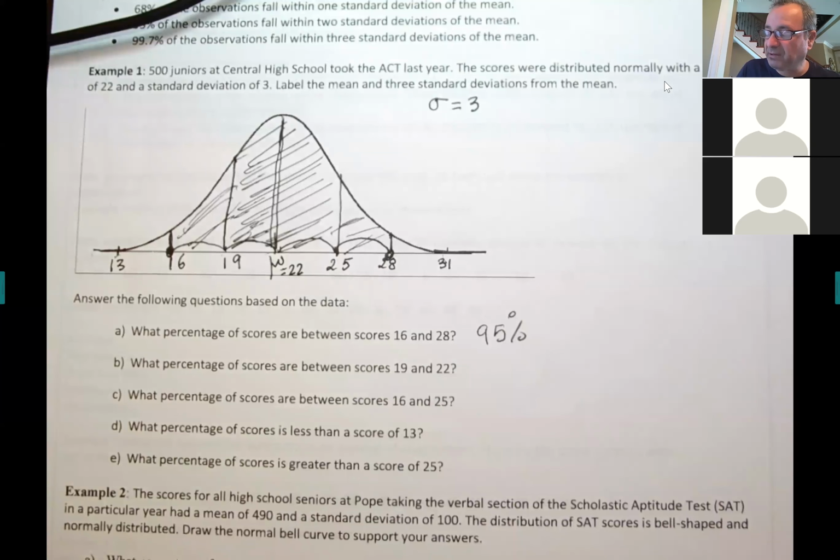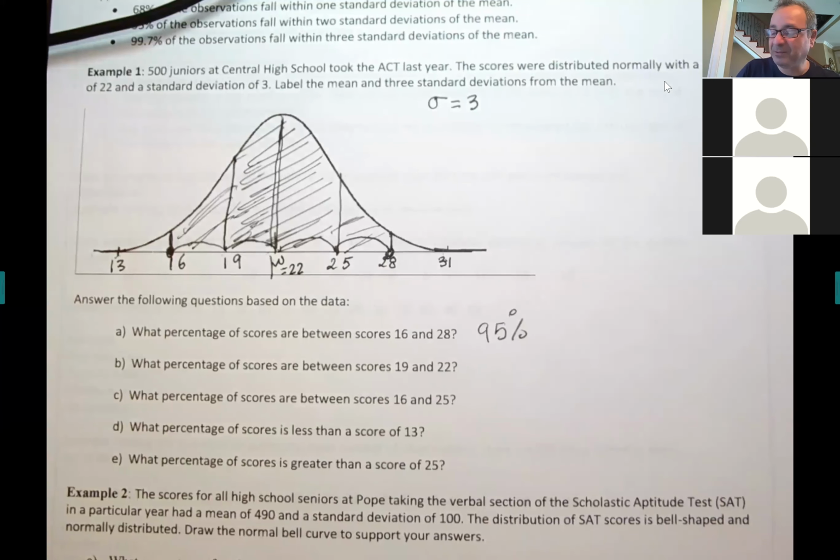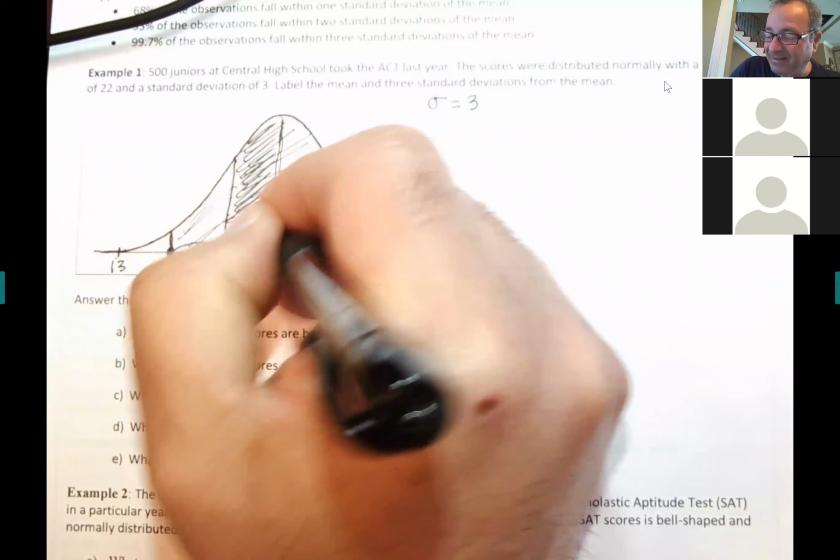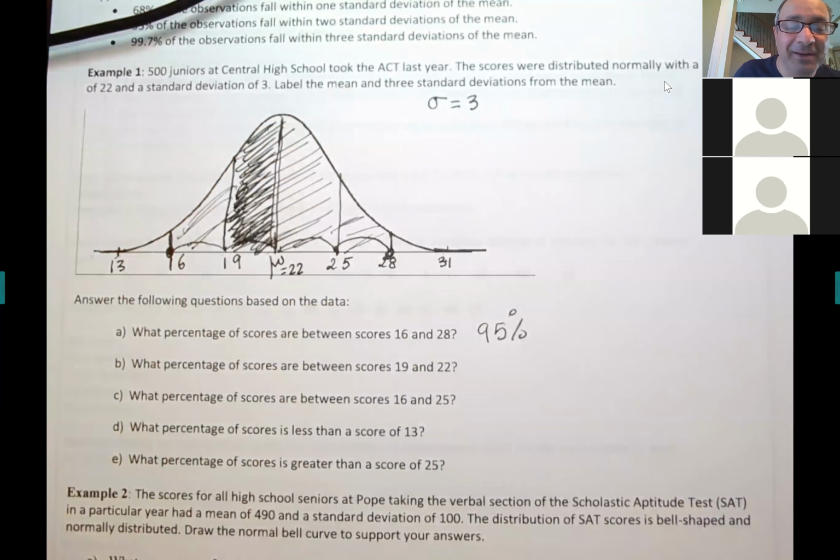What percentage of the scores are between 19 and 22? This one, guys. It's within 1 standard deviation of the mean, but from the left, not from the left and from the right. Any guess?